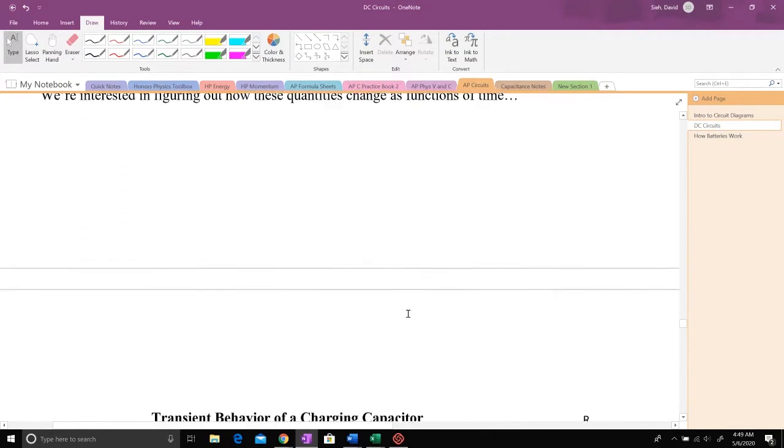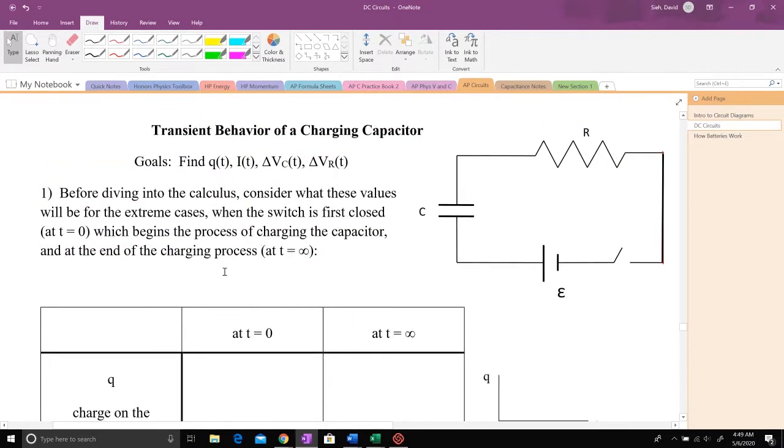But if I skip here to this next page, this says the transient behavior of a charging capacitor. That's the behavior as it goes from one state to the other, as we go from being uncharged to charged. What we'd really like to do is calculate the charge at any point in time. How much charge is on the plates here, right? On that lower plate, I should say, there'll be a certain amount of positive charge, and a certain amount of negative charge on the upper plate, right? But that's changing over time.